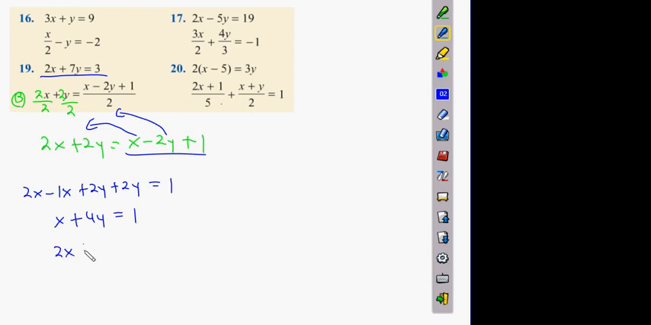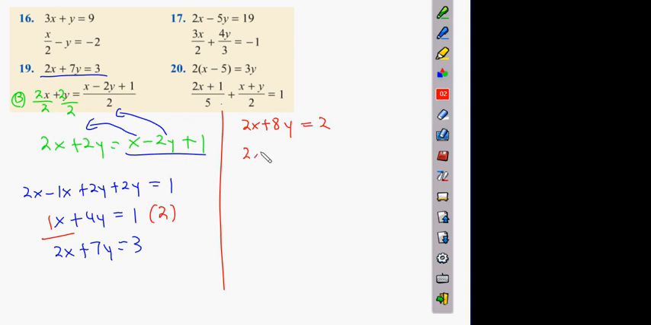Would you like to pick a letter to get rid of? X, okay? So everybody's getting rid of x. Nick, how do we get rid of x? I need to have them as the same number. I need the same number in front of x. And multiply the top by 2. Exactly. So you're going to get 2x plus 8y equals 2. You multiply that by 2 as well. And the other one is 2x plus 7y equals 3.